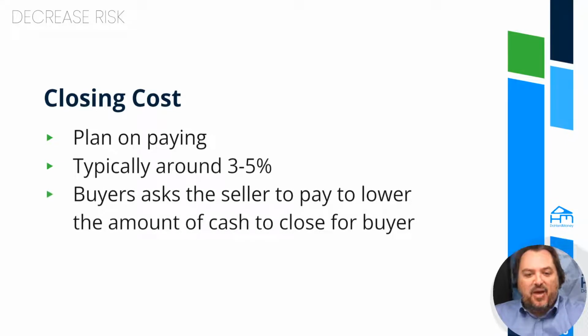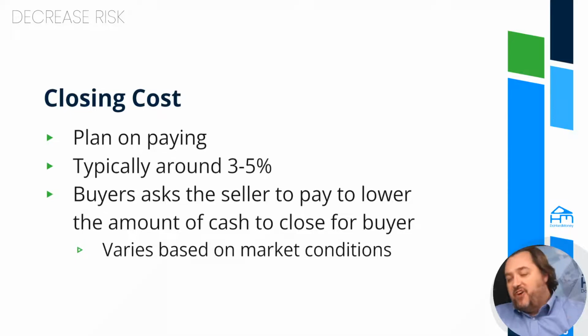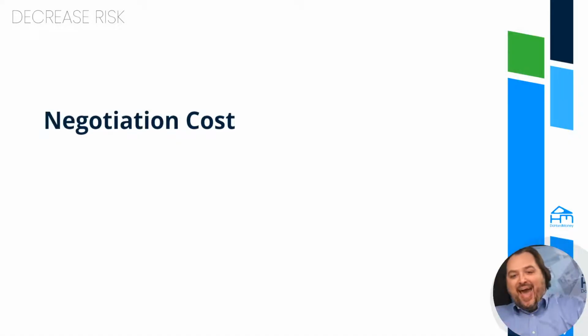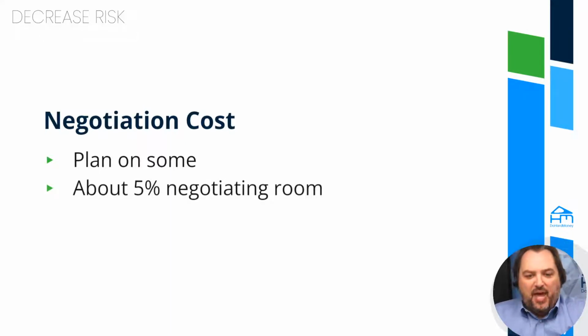Buyers ask the seller to pay the lower amount, cash to close, and this is going to vary based upon what's happening in the actual marketplace at that time. Negotiating costs. Plan on some negotiating. This is in addition to what we're talking about here with paying buyers' closing costs. You've got to plan on some negotiating room. I plan on about 3 to 5% is usually what I plan on.